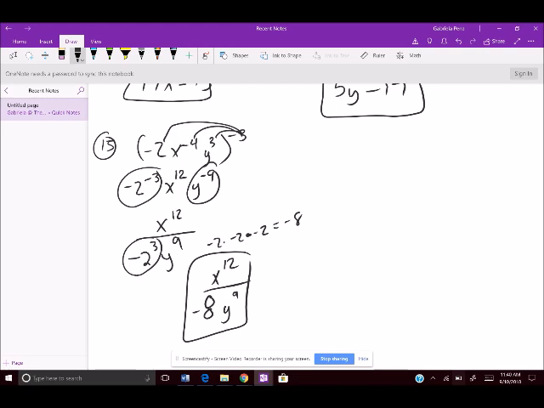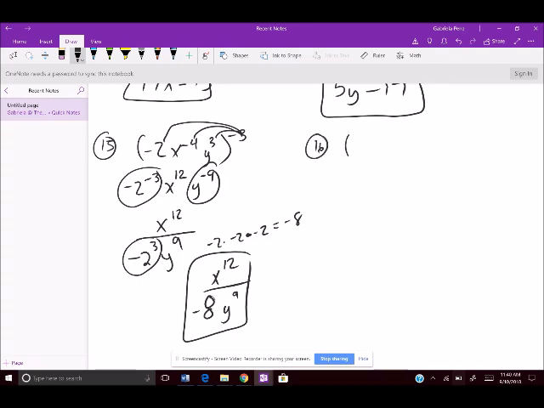Does it make sense, or do you guys have questions? The negative, which one? Oh, it could be a negative number, just not a negative exponent. A negative number is allowed.